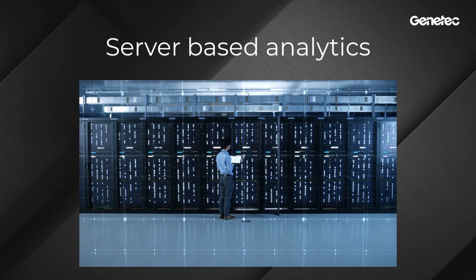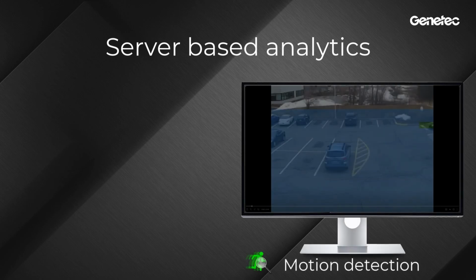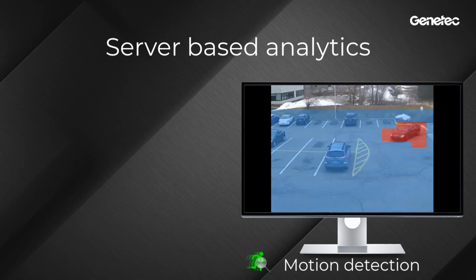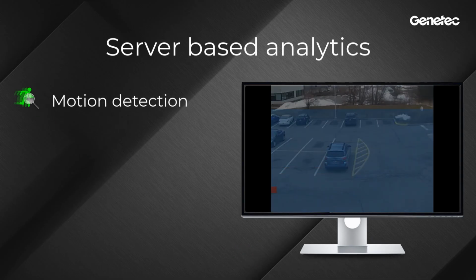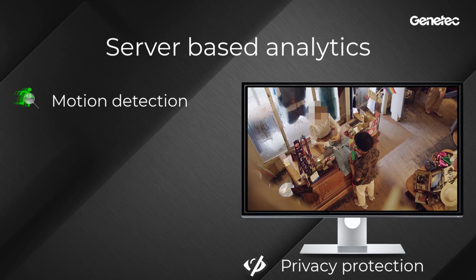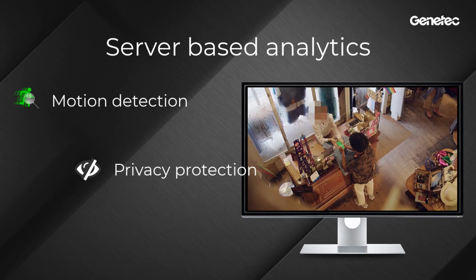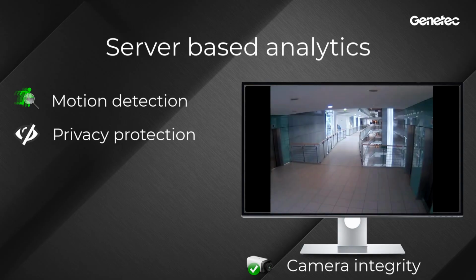Now, when it comes to server-based analytics, here's what's available within Security Center. Motion detection, the grandfather of all analytics. We can define a zone of interest, and the software will fire an event if changes exceed a certain threshold. Privacy protection. We define a zone of interest, and the software will pixelate moving objects within that zone. This is used to respect privacy rights. The pixelation is an overlay that can be applied or removed by administrators.